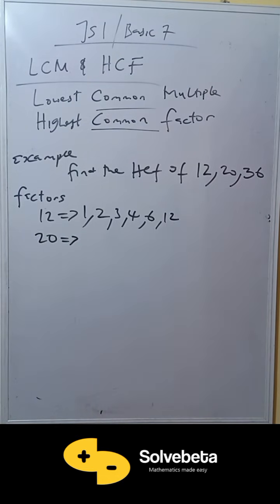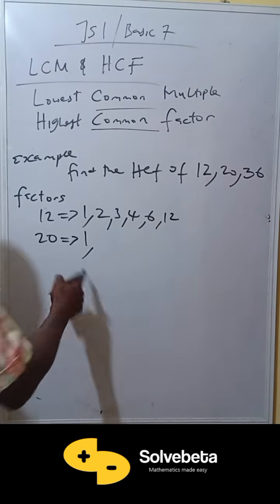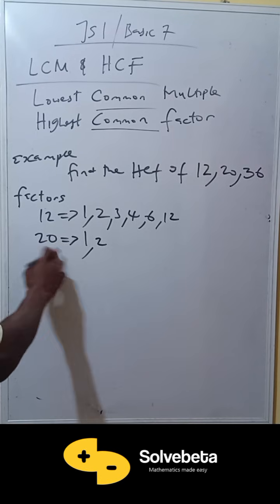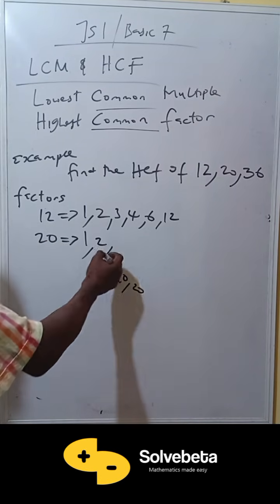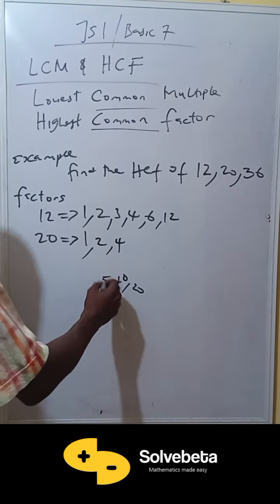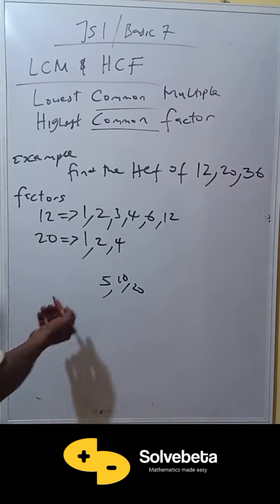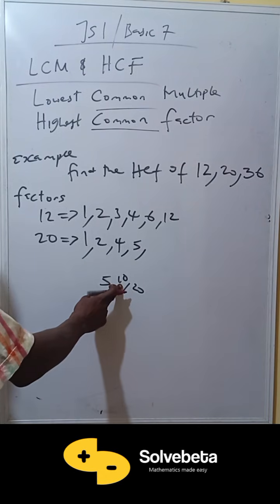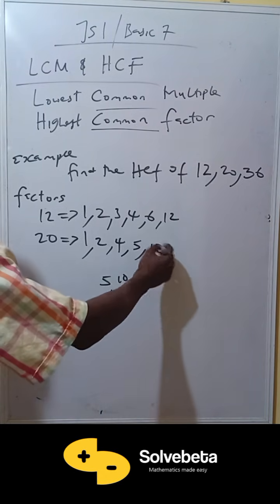What are the factors of 20? 1 and 20. 1 times 20 gives you 20. 2 times what will give you 20? 10. So 10 is a factor. 20 is also a factor. Can 3 divide 20? No. 4 times what will give you 20? 5 is a factor. So after 4 is 5, definitely. Then 6, no. 7, no. 8, no. 10, and 20.